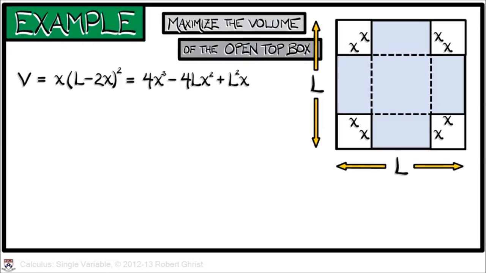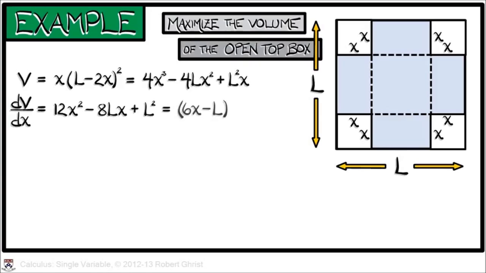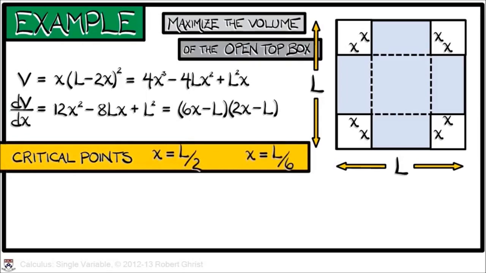Now remember, x is the variable and L is a constant, so that when we differentiate with respect to x, we get 12x squared minus 8Lx plus L squared. This factors nicely as 6x minus L times 2x minus L. And we want to factor that because we're going to compute the critical points. Setting that derivative equal to 0 and solving gives us two critical points, one at x equals L over 2 and the other at x equals L over 6.